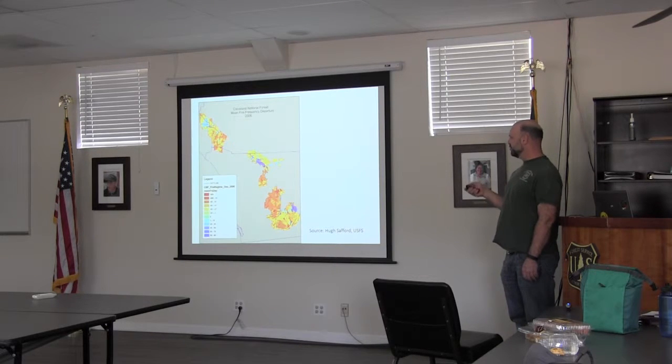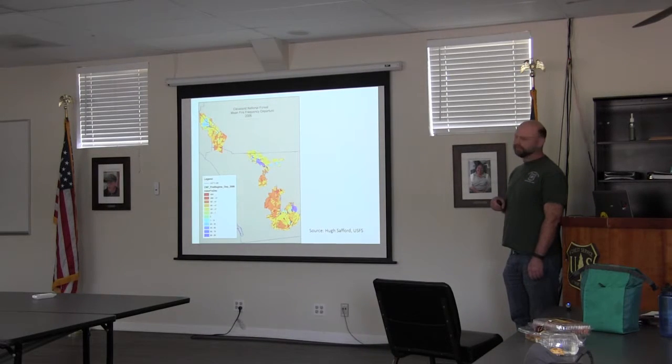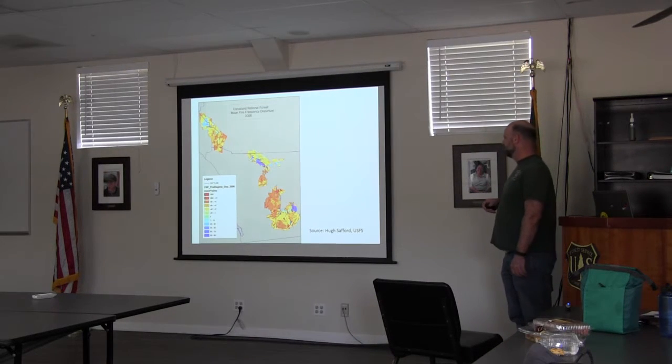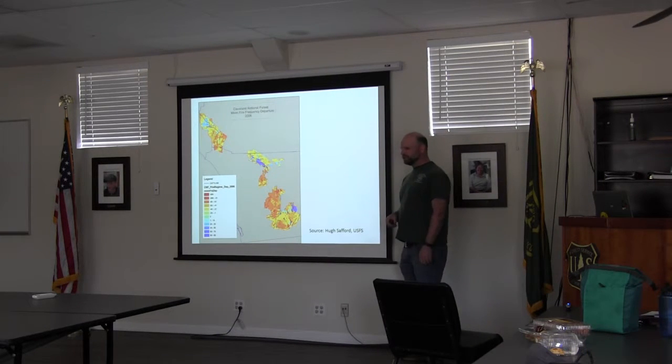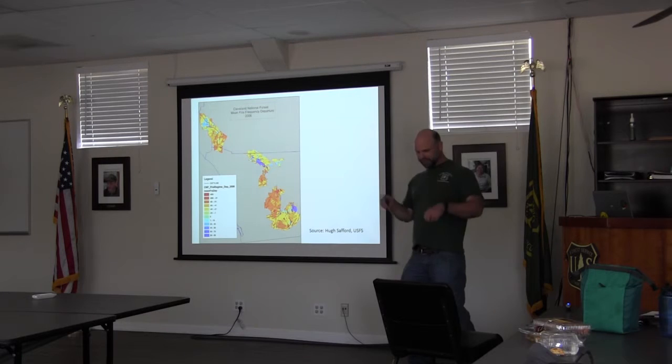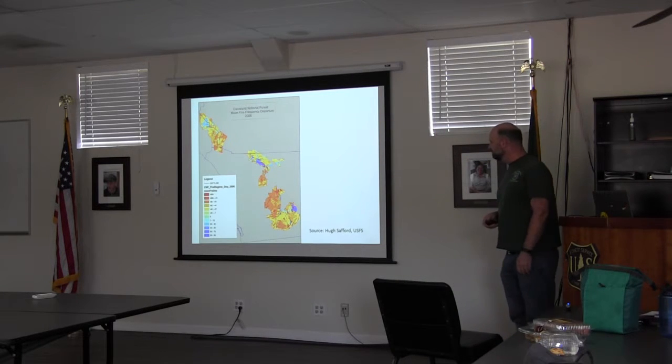This is that work that Hugh did about mean fire frequency departure. You guys have probably talked about this plenty. Again, all the stuff that's yellow, orange, red is stuff that's burning too frequently, believed to be burning too frequently relative to natural.